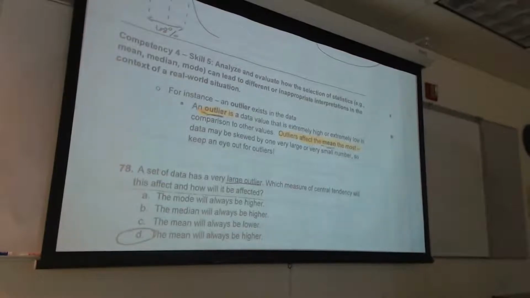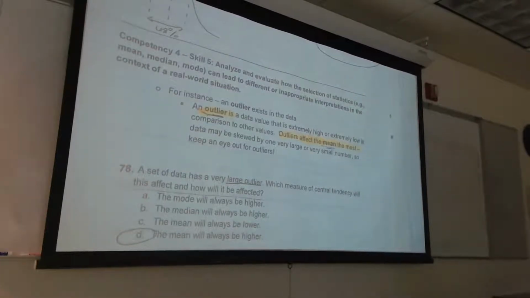An outlier. What is it and how does it affect the data? So the key to remember, an outlier is just what it sounds like. It lies outside the data. So whether it's really, really big or really, really small, it's an outlier.